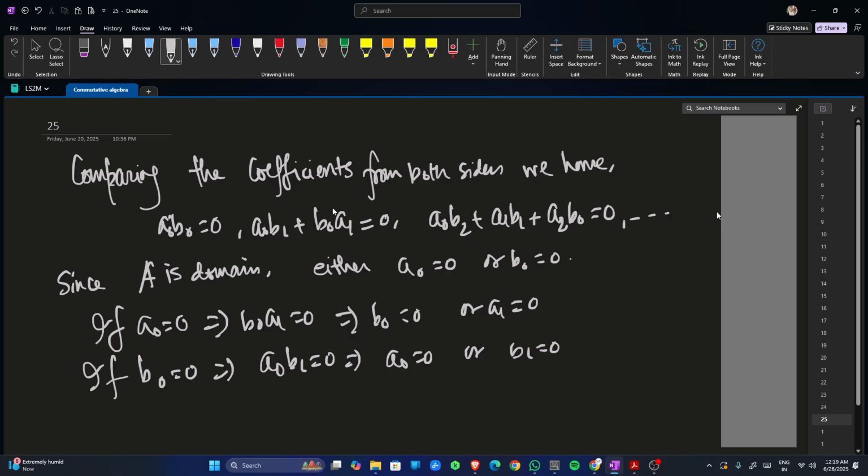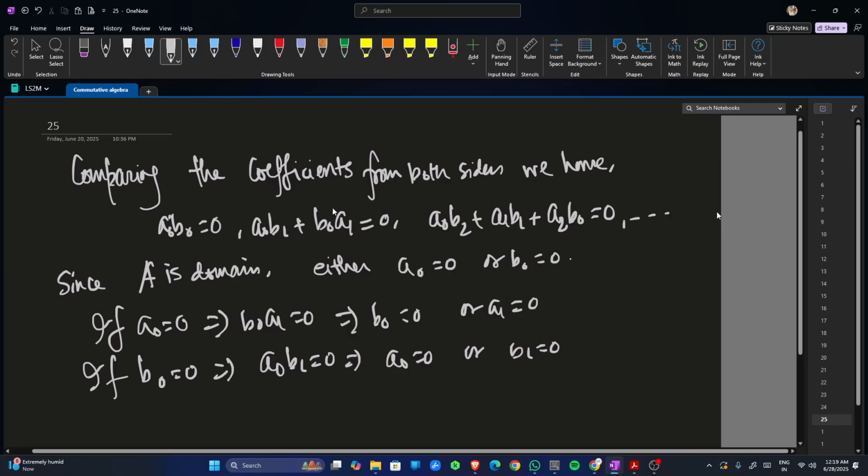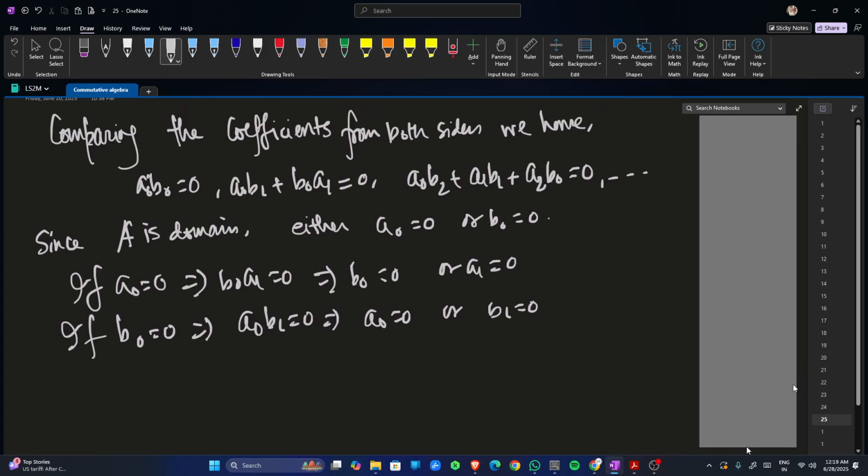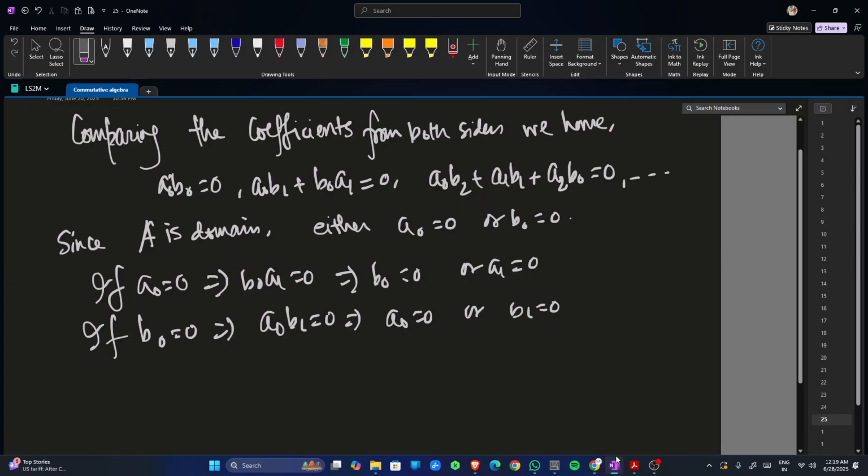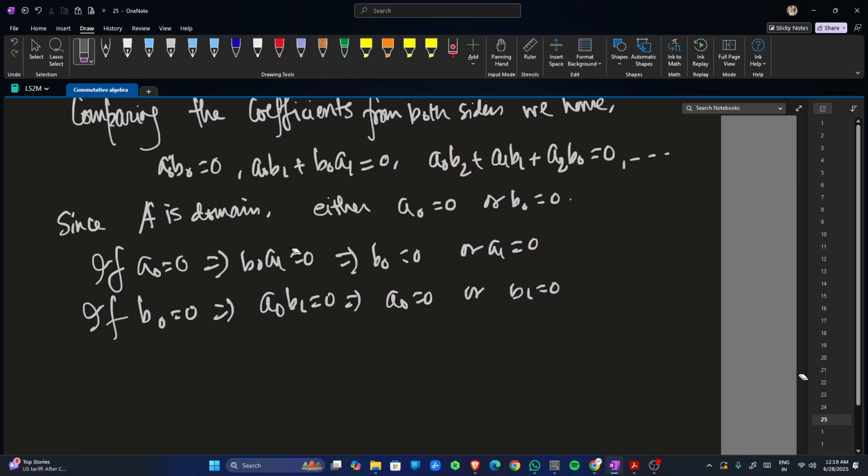Then again conclude that, take the x common, that way it will be much easier. Take the x common, and continue the process. It will continue that a0, a1, a2 all would be 0. Because if it terminates at some point, we can show some contradiction again.